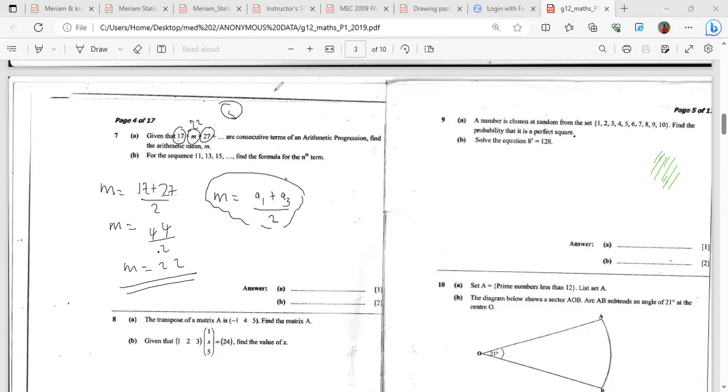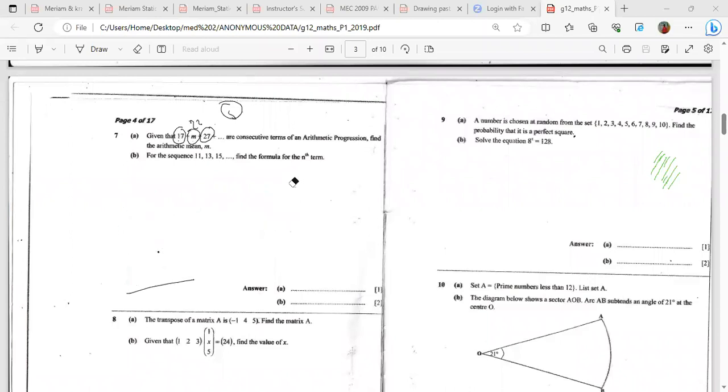So now let's look at the next question. So here we are saying, so long as we are under arithmetic mean, we are always going to use that formula. Now let's look at the next question. So they're telling us to find the sequence. For the sequence, find the formula. So we're going to say an is equal to a1 plus n minus 1 times d.